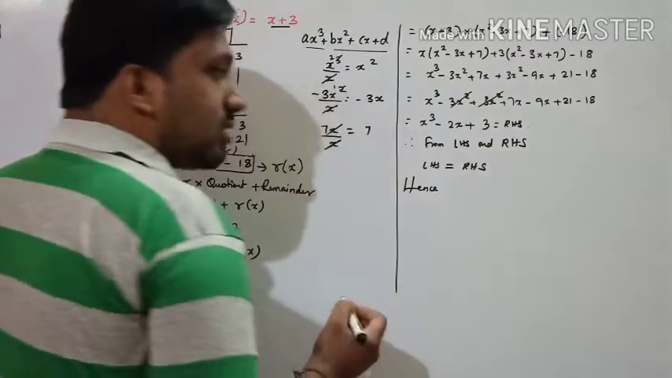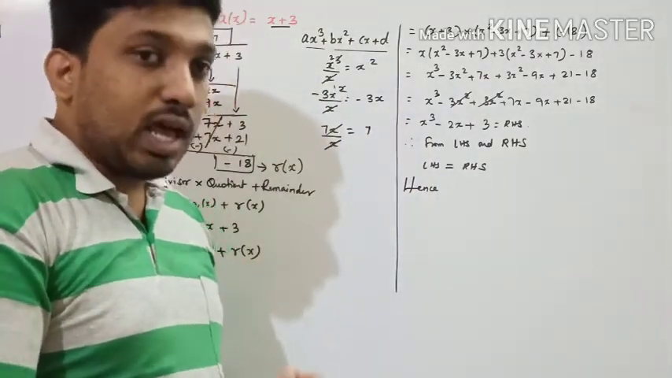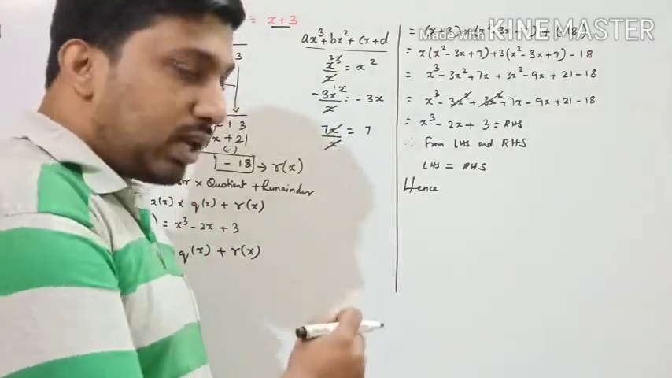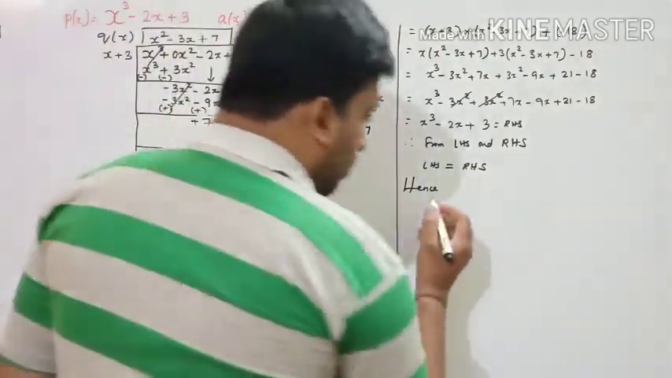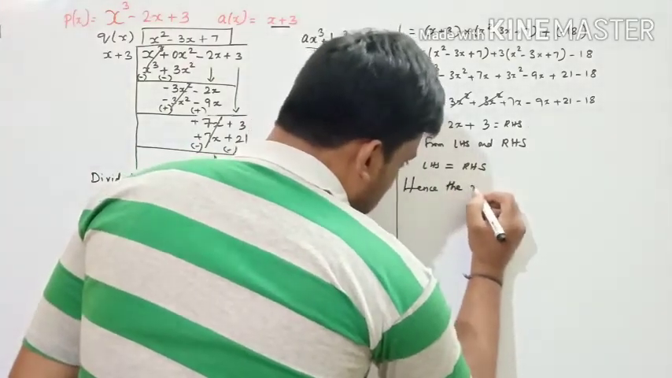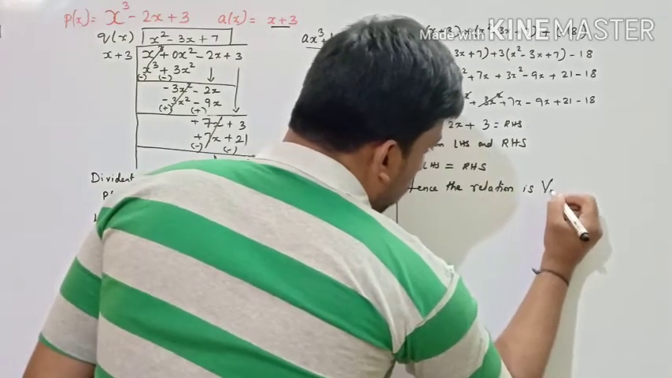So in mathematics, whenever you write a proof, you are going to communicate with the evaluator, right, or some other person. So communicate in an effective way. At last you should give a sentence like this: hence the relation is verified.